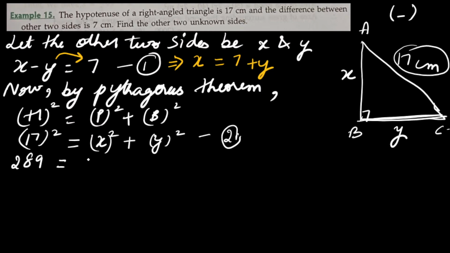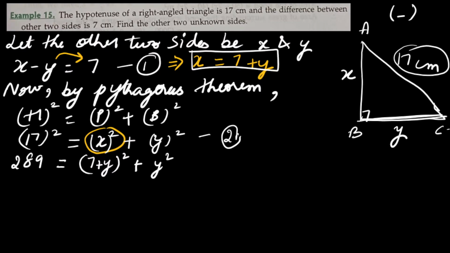So the value of x we can write here now, 7 plus y whole square, and here y square. So what I have done? I have done substitution of x. Here in place of x I have just written its value, 7 plus y. Now let's simplify it further.